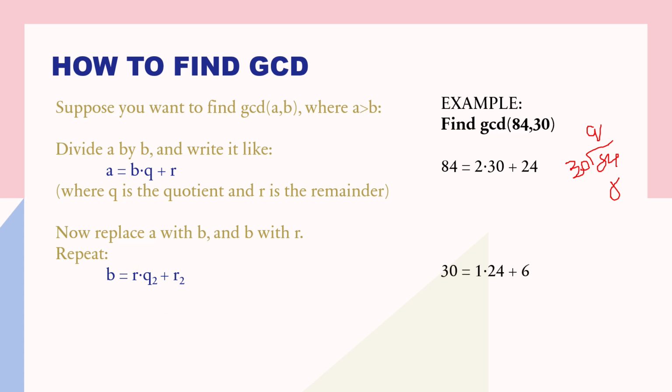So what you see here in this step is this 30, which was B, is now coming in the position of A, and this R, which was 24, is now coming in the position of B over here. Okay, so R becomes B and B becomes A. All right, and in this way now you have the next statement.